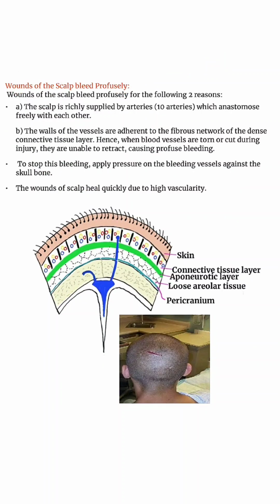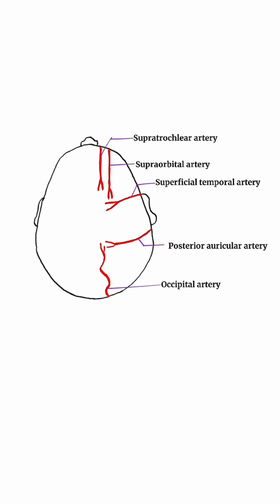Wounds of scalp bleed profusely for the following 2 reasons. First, the scalp is richly supplied by arteries, 10 arteries, 5 on one side and 5 on the other side, which anastomose freely with each other.